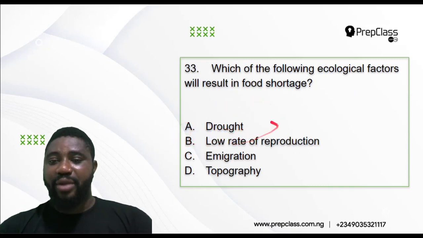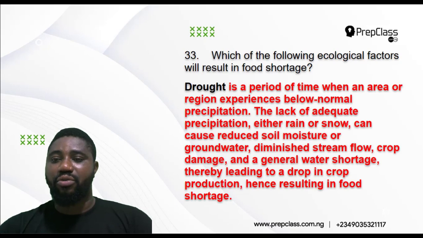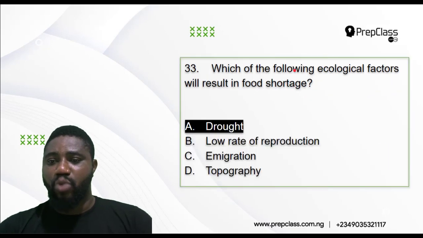That is a period whereby we have very low rainfall. Low rainfall is a drying season, so it will result in food shortage because the plants will not do well. So the correct answer is drought, option A.